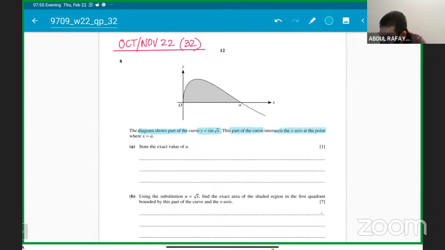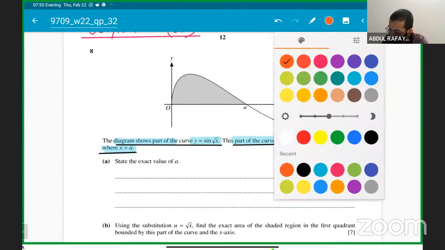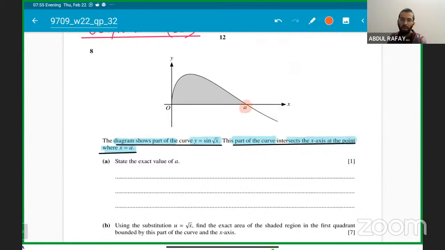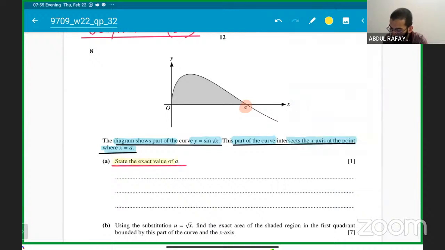This part of the curve is intersecting the x-axis at the point where x is equal to a. We just have to state the value of x. What value will x be here? You can solve it, or you can give it directly. They're asking for a direct answer. State the exact value of a means no workings are required. You just have to state the exact value of a.